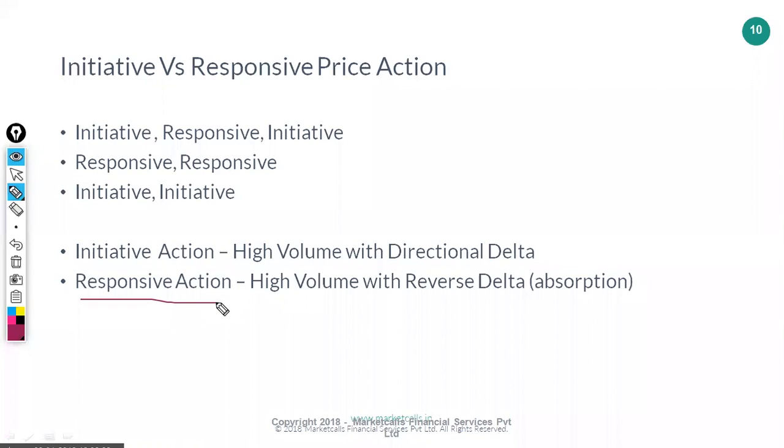So care has to be taken that you're not practicing this 1 day before expiry, 2 days before expiry, or on the day of expiry. You should not practice this because rollovers will be getting active in the markets in the last 2 days of expiry. So you should not play the trap buyer, trap seller concept on the day of expiry or 1 day before expiry.